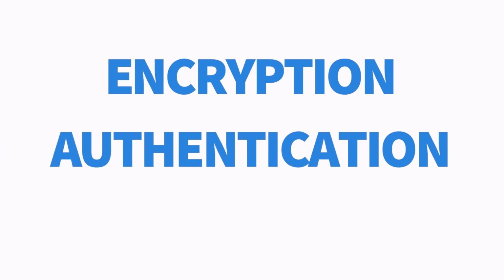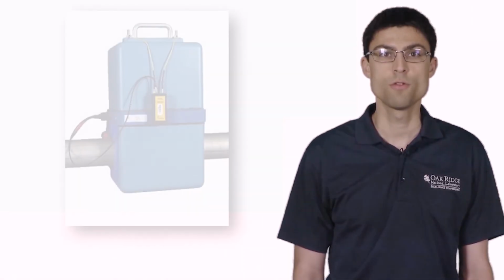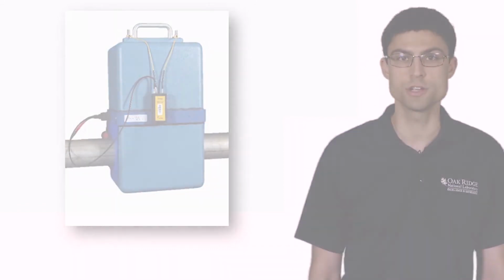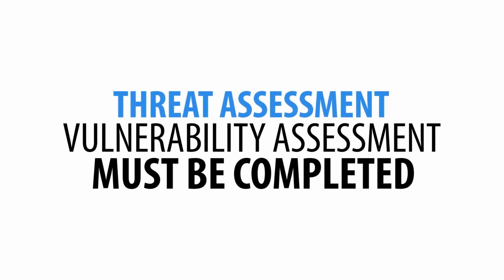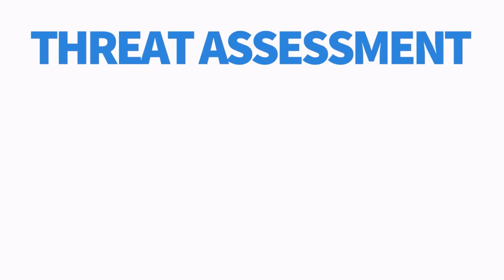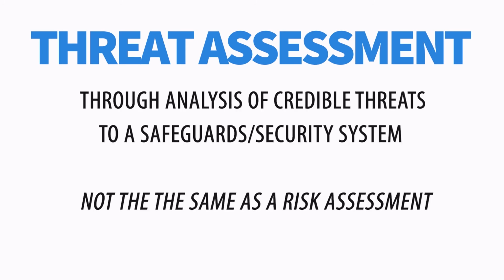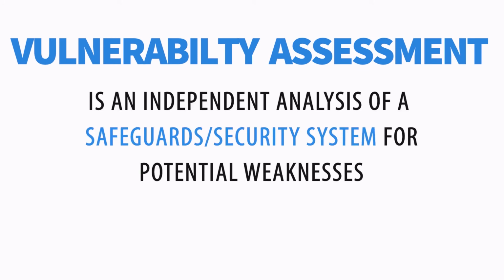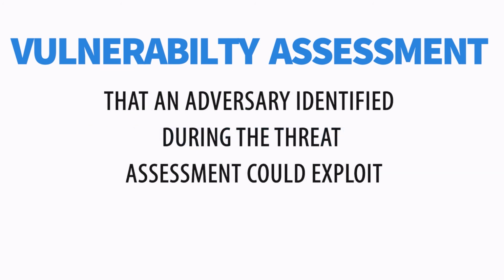Encryption and authentication use some similar cryptographic techniques, and so are often addressed together, but they are distinct concepts that can be applied individually. Before a new surveillance system can go into use, or an existing surveillance system is placed in a new application, a threat assessment and vulnerability assessment must be completed. A threat assessment involves a thorough analysis of the credible threats to a safeguards or security system. The threat assessment forms the basis of a vulnerability assessment, which is an independent analysis of a safeguards or security system for potential weaknesses that an adversary, identified during the threat assessment, could exploit.